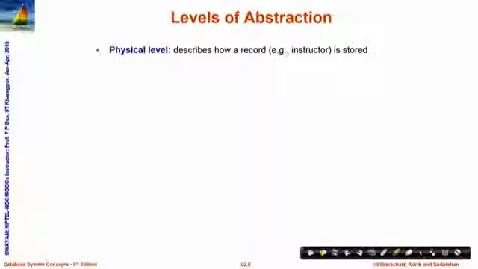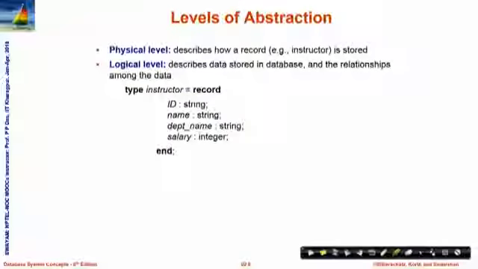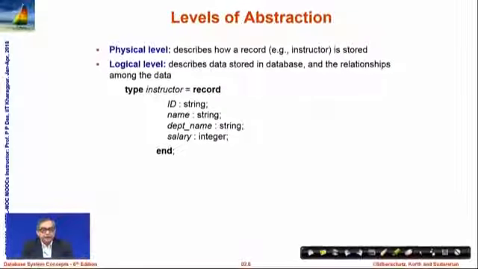At the lowermost level is what we call the physical data level, or the physical level, which describes how a record is actually stored. So, that is about the physical storage in the system. At the next level, we have the logical level, which describes the data stored in databases and the relationships amongst the data.